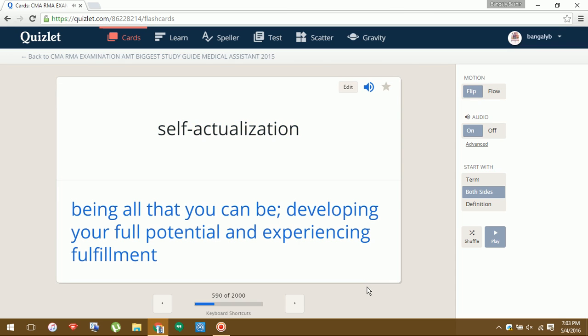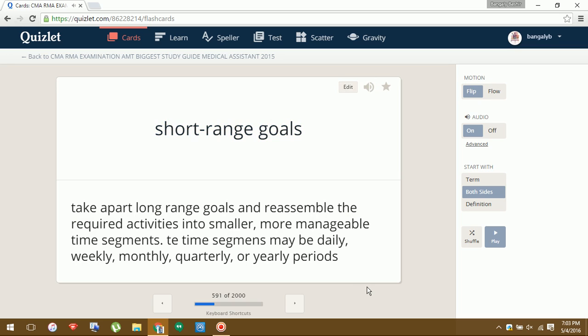Self-actualization. Being all that you can be, developing your full potential and experiencing fulfillment. Short-range goals. Take apart long-range goals and reassemble the required activities into smaller, more manageable time segments. Time segments may be daily, weekly, monthly, quarterly, or yearly periods.